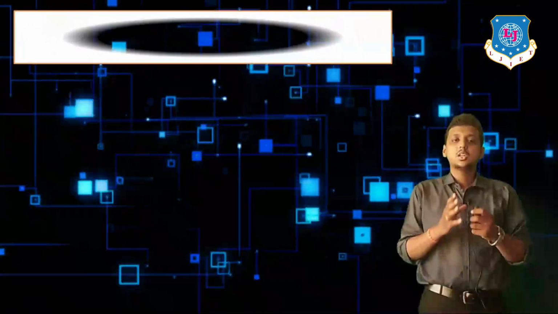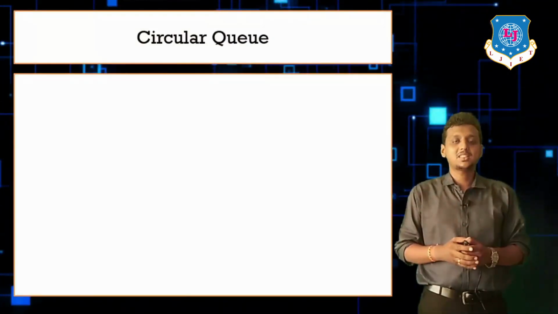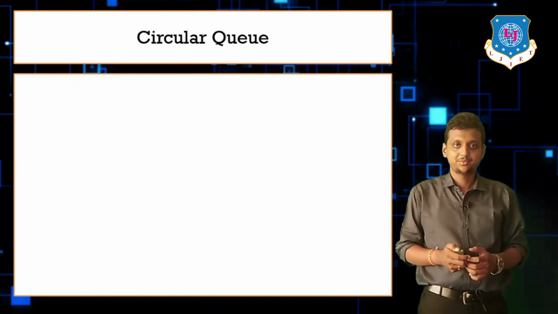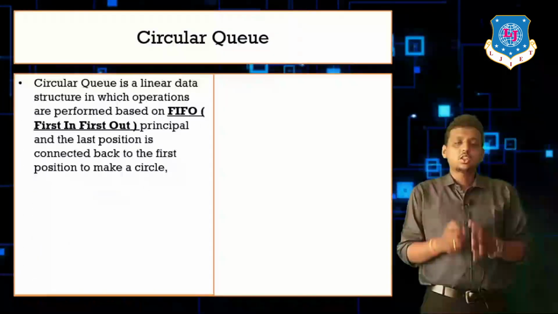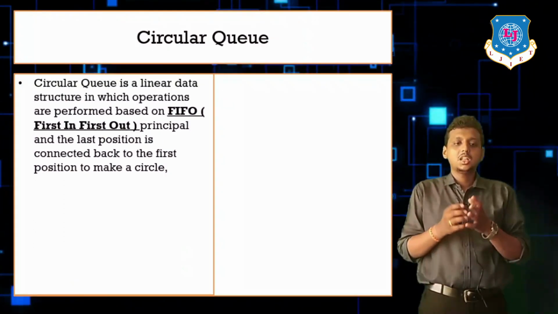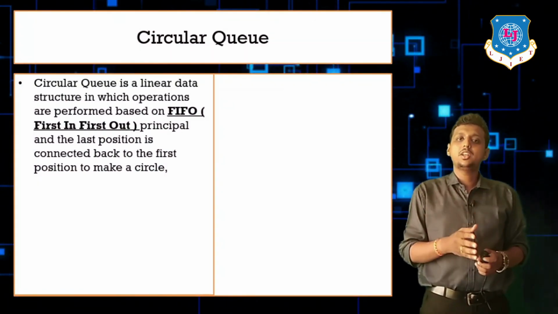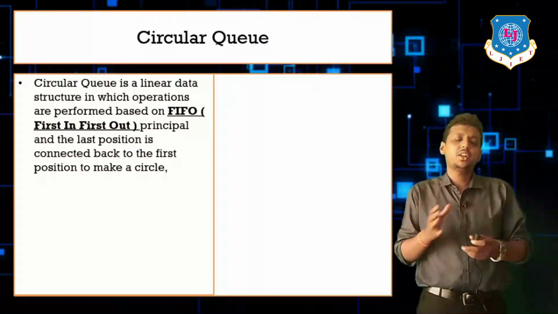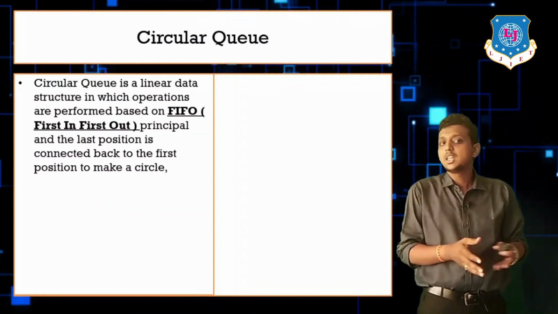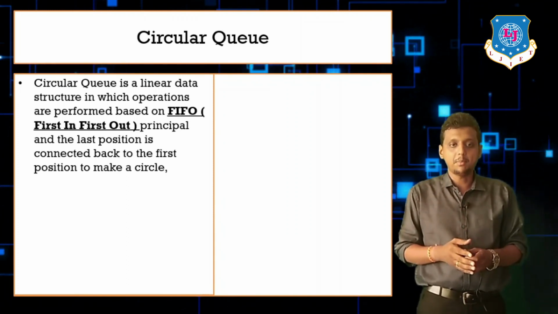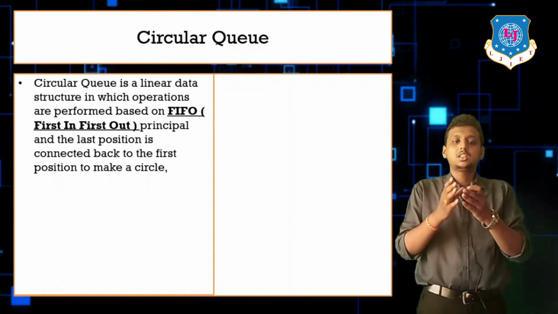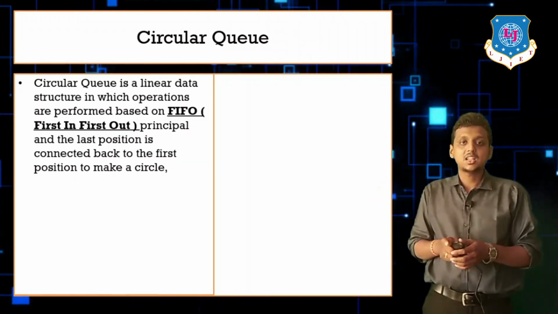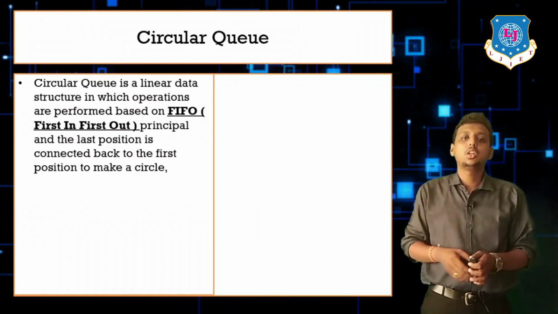So first, let's learn what we mean by circular queue and why the circular queue is needed. A circular queue is nothing but a linear data structure in which the operations of insertion and deletion occur at two different times, same as the simple queue. It follows the FIFO manner, but here the last position is connected back to its first position. That's why it is known as circular queue.